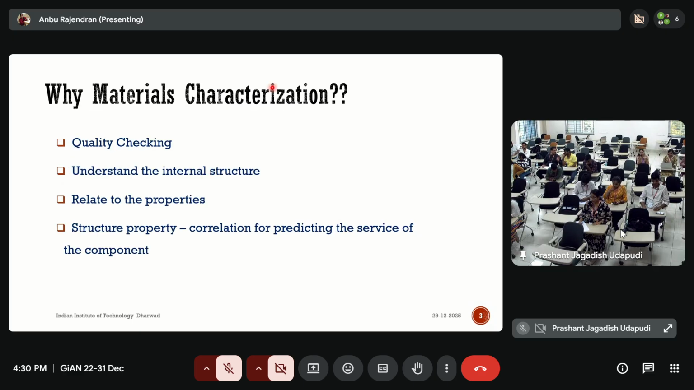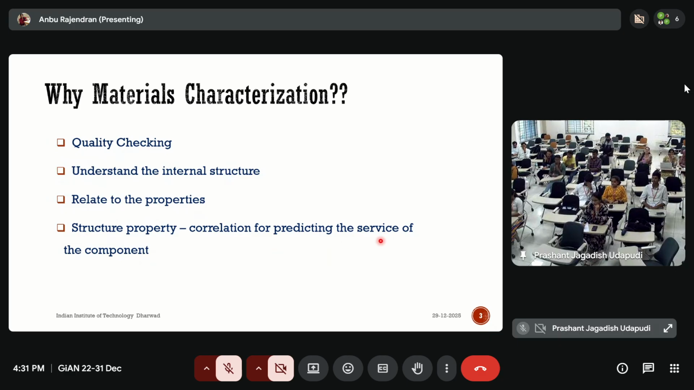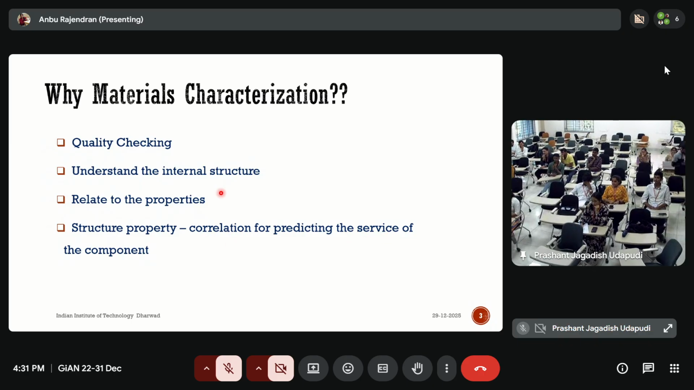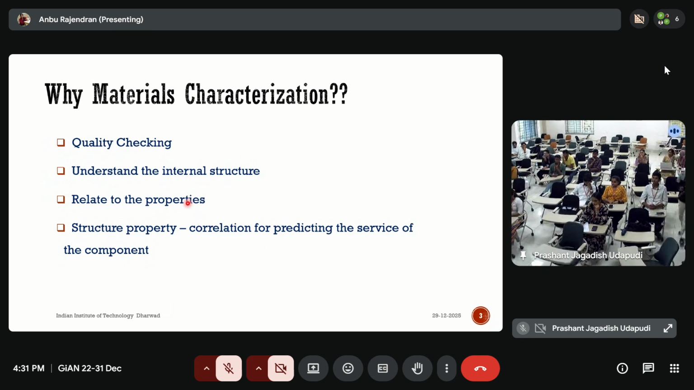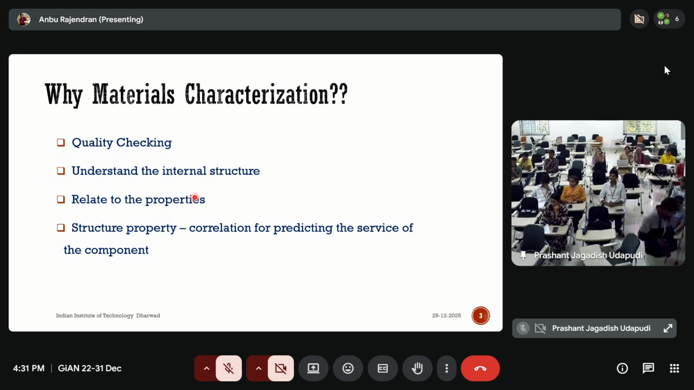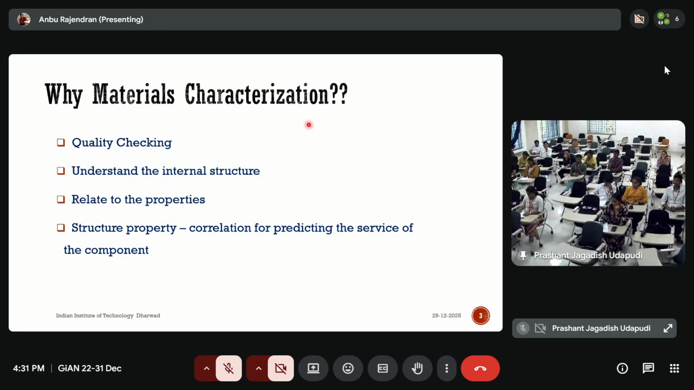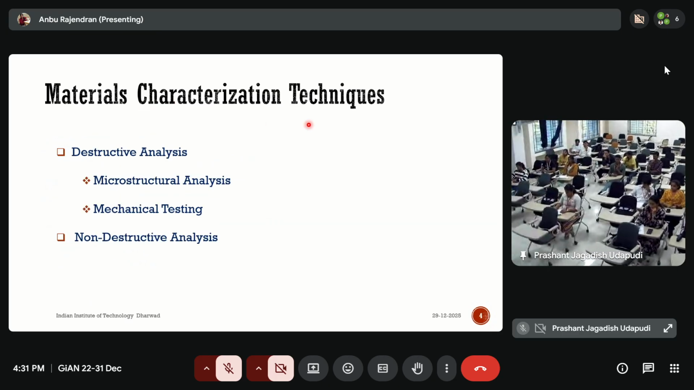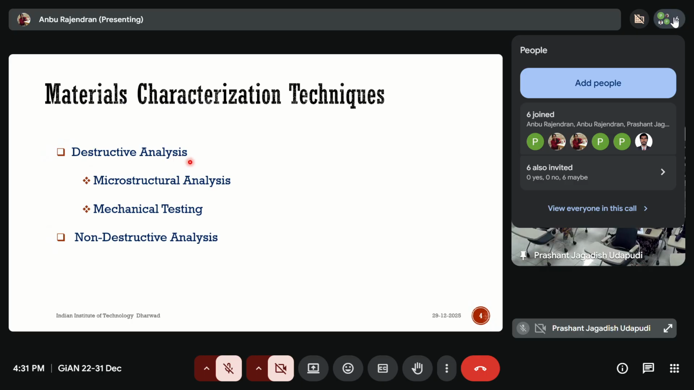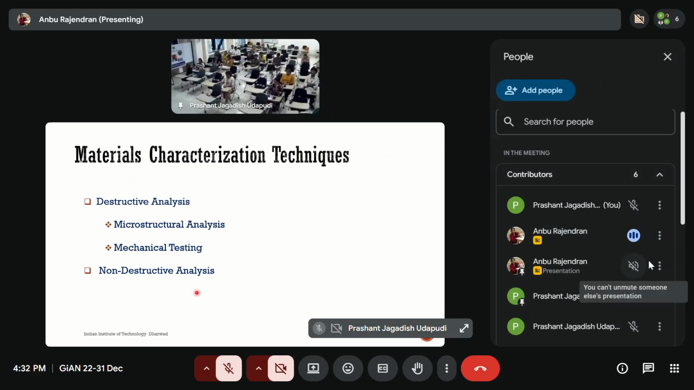So, why is material characterization needed? Whether the component is fit for service or for a certain application, whatever you are aiming for, that can be determined by correlating the structure with the properties. The structure and properties can be studied by characterization. Material characterization techniques are generally classified into two major types. One is destructive analysis, another is non-destructive analysis.